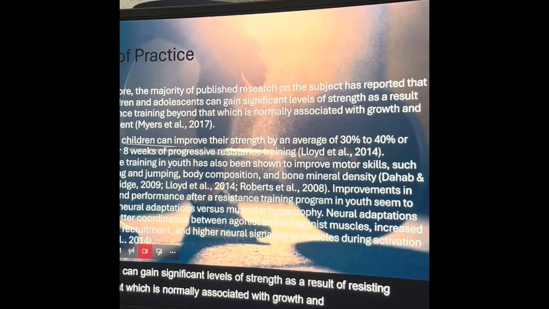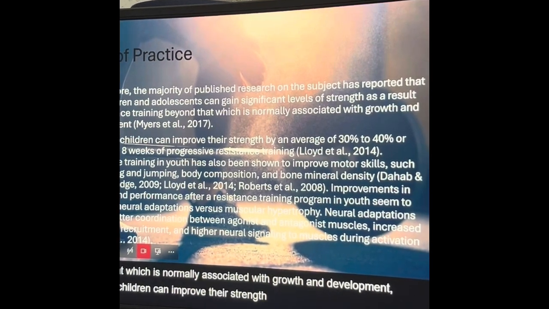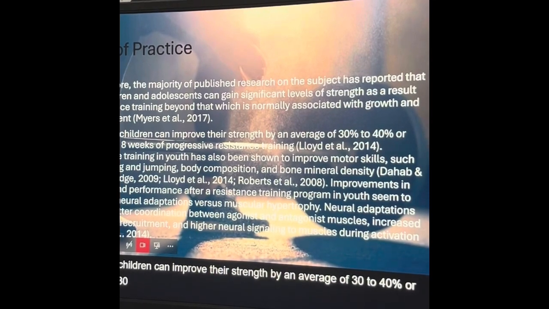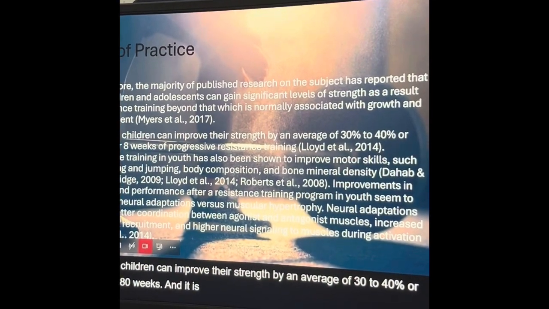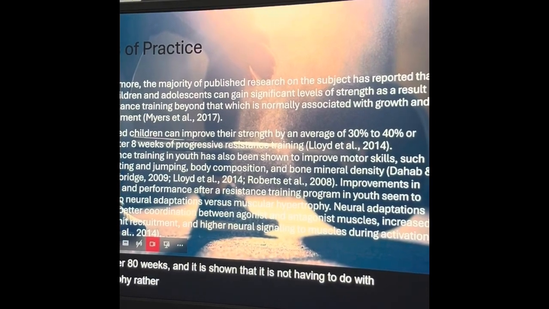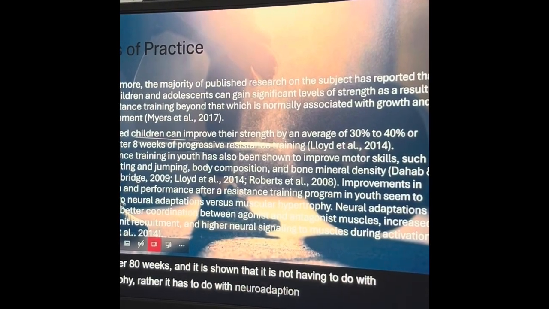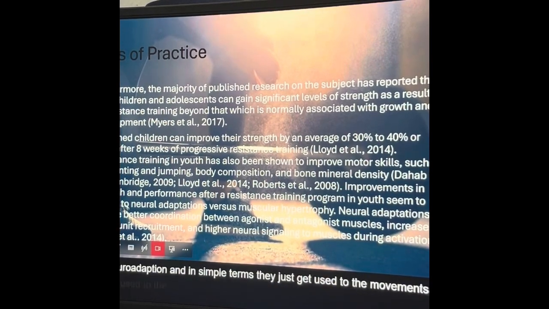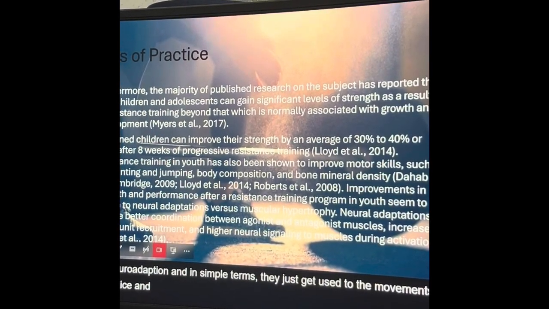Untrained children can improve their strength by an average of 30 to 40% or more after 8 weeks, and it is shown that this has nothing to do with hypertrophy, rather it has to do with neuroadaptation. In simpler terms, they just get used to the movements through practice and signaling during the activation of motor unit recruitment.